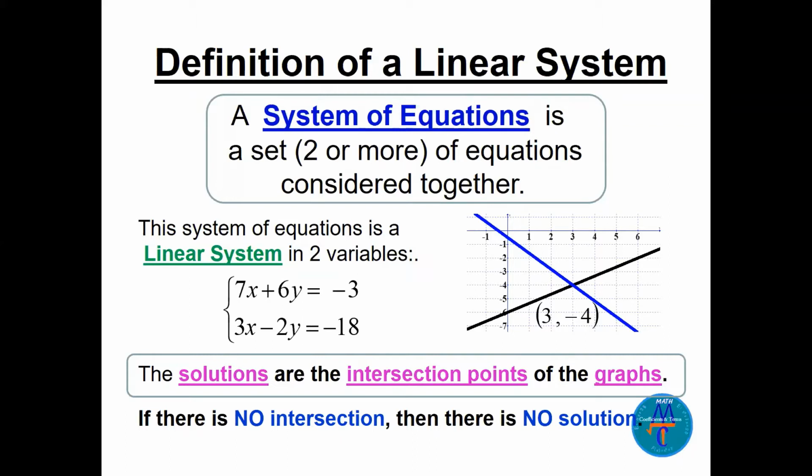As we can see here, if we graph the first equation, which is a straight line, and we graph the second equation, which is a straight line, then the point of intersection is (3, -4). So the solutions are the intersection points of the graphs. If there is no intersection, there is no solution.